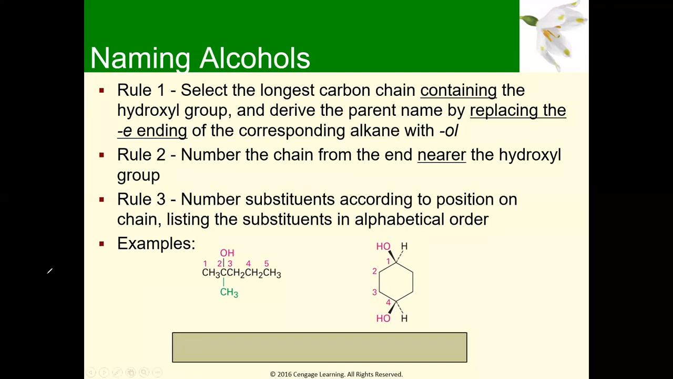Hopefully I get it right. Part of the reason why I don't like naming, as you've seen before, is I don't always get them correct. So the longest continuous chain here is 5 carbons, 1, 2, 3, 4, 5, right? So it's going to be a pentanol, some version of pentanol, okay?